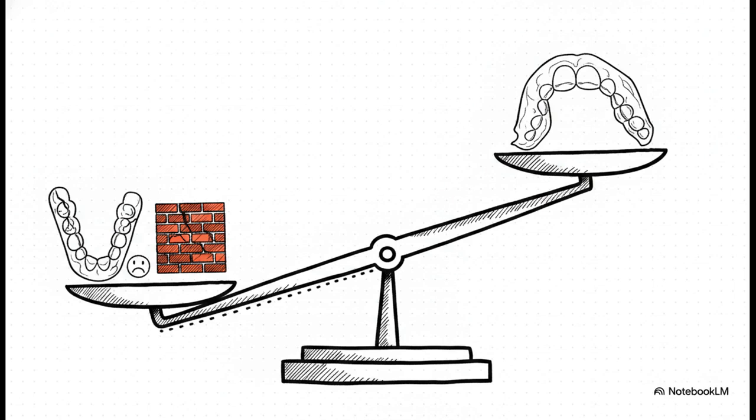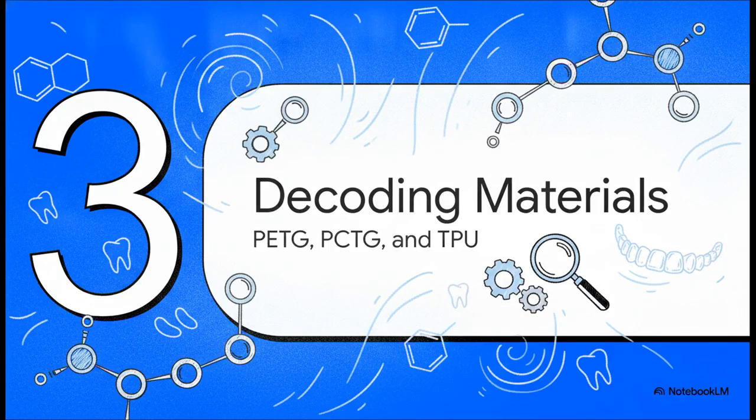On the flip side, if you reduce the stiffness to make it more comfortable, you completely compromise dimensional stability. The aligner might just sort of adapt to where the teeth are right now, rather than actively pushing them toward the target. The physics of a single polymer just can't give you both structural stability and elastomeric flexibility at the exact same time. Which brings us to Section 3, decoding aligner materials.